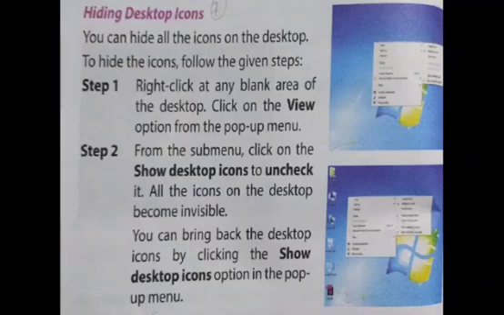Step 2. From the sub menu, click on Show desktop icons to uncheck it. All the icons on the desktop become invisible. You can see in this picture there are two menus. One is the main menu and the other is the sub menu. You can bring back the desktop icons by clicking the Show desktop icons option in the pop-up menu again, and they will be visible.